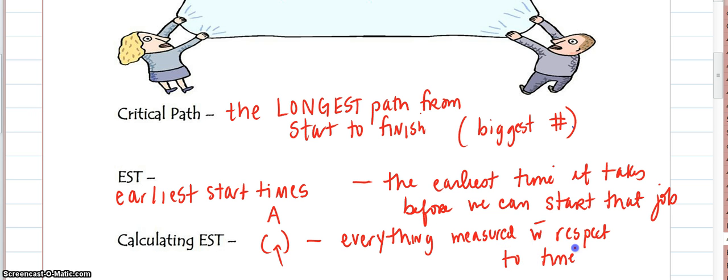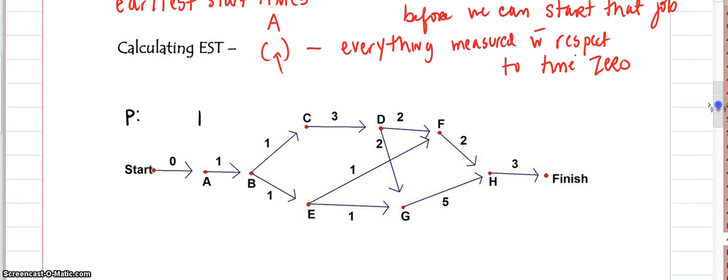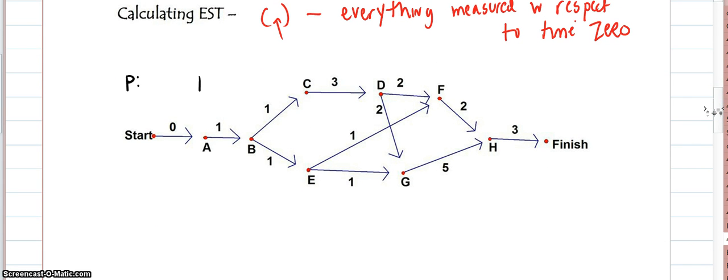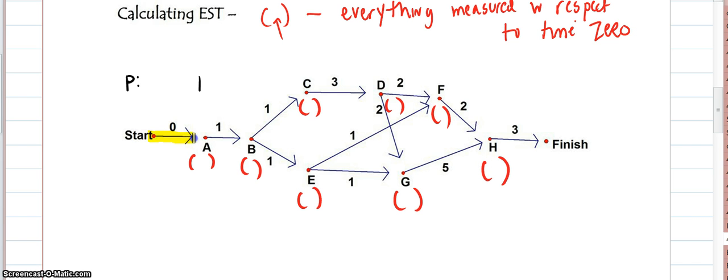Okay, so we're going to try one of these. Let's take a look at this digraph right here. The first thing I'm going to do is put little parentheses under each of the tasks, because below each of those tasks I'm going to write the earliest start time. So here we go. When I look at A and ask how long it took to start, it didn't take any time at all. So I'm going to put a 0 down. We can start A immediately.